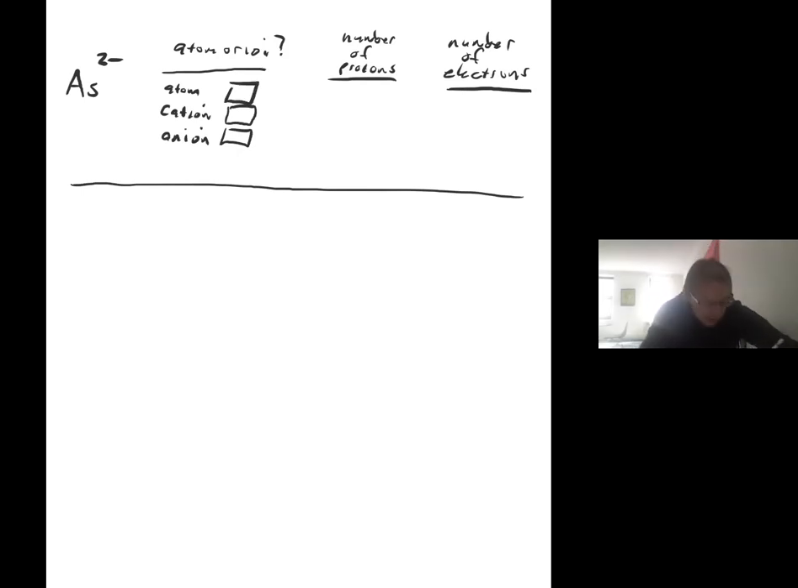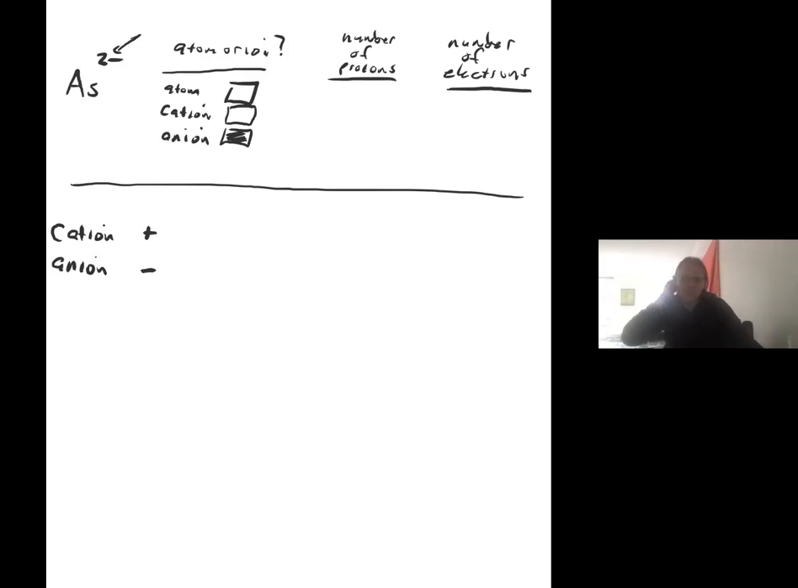A cation is positively charged. An anion is negatively charged. Positive or negative, cation. All right, so let's take a look. What you do is you look at the symbol. It's negative, right? That means it's an ion. If it doesn't have any charge, then it's not an ion, it's an atom. But if you see a number there or a charge, that means it's an ion. So we know it's an ion. Is it positive or negative? It's negative, so that means it's an anion.